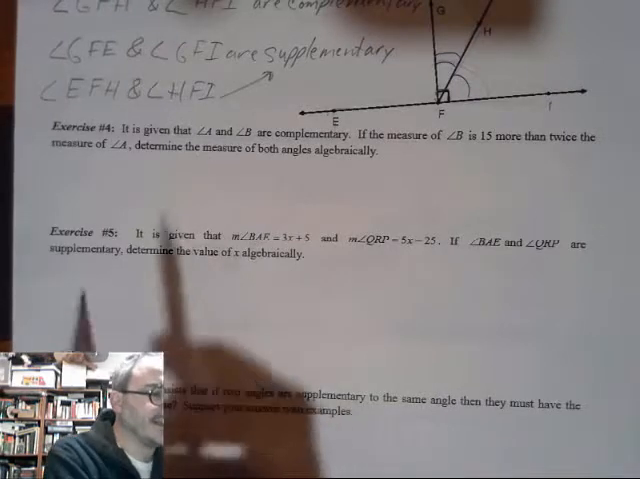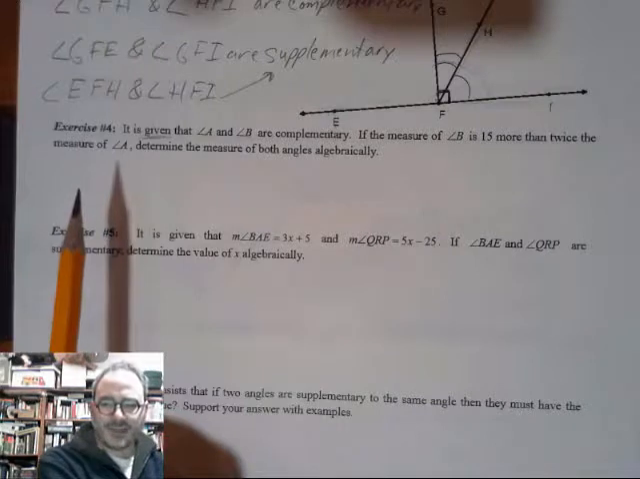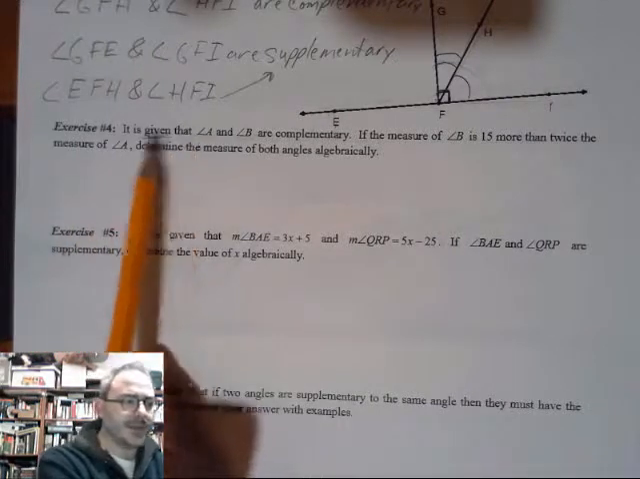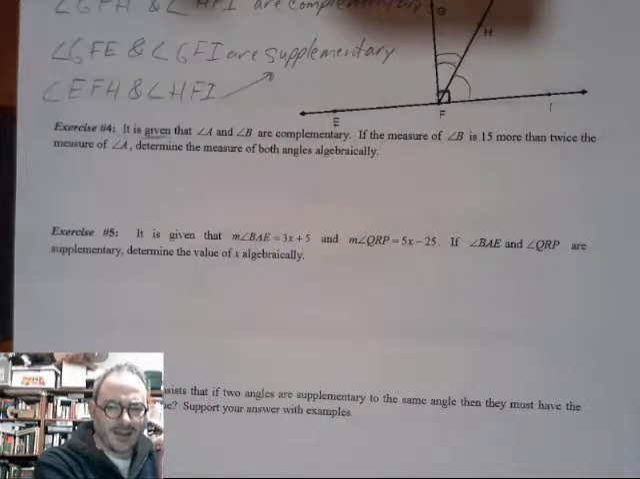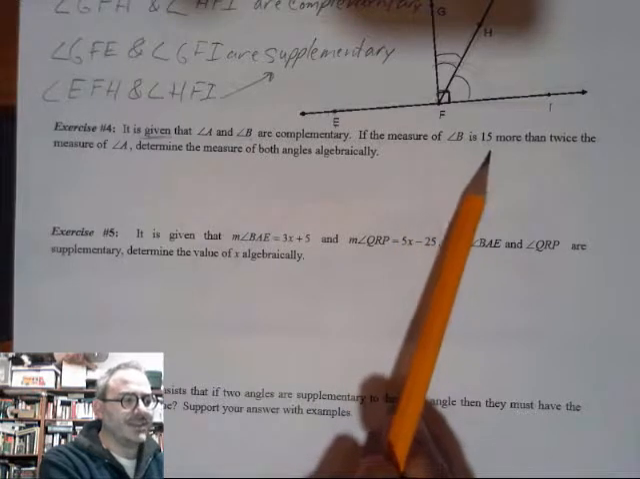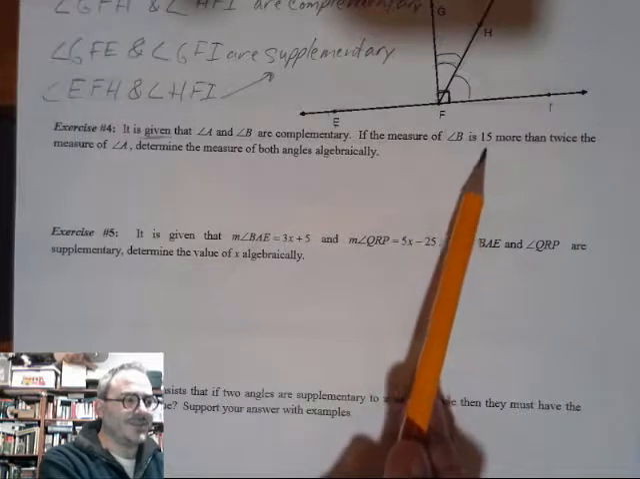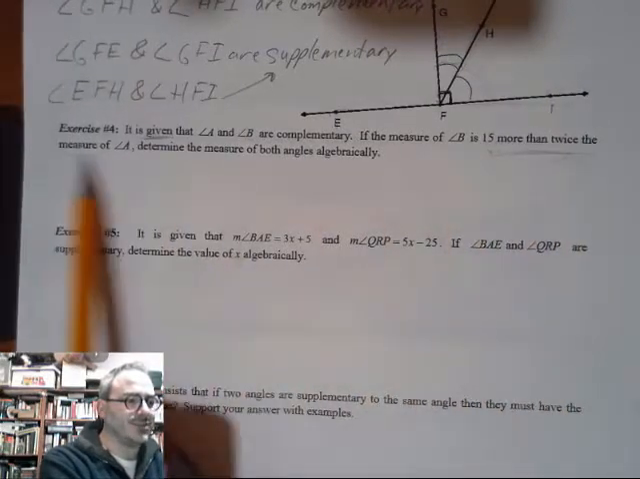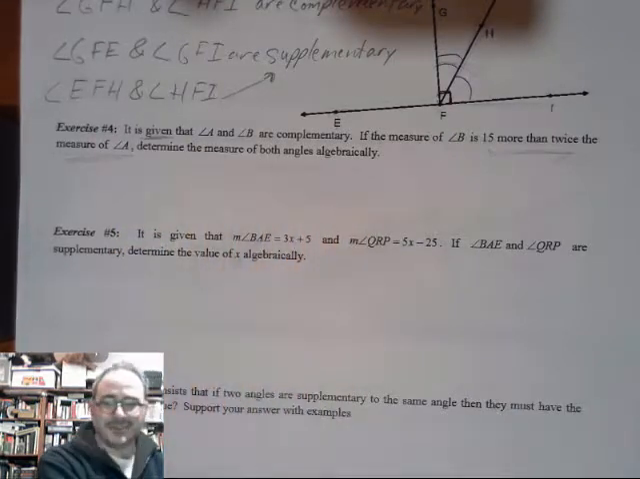I'm moving on. Exercise 4, it is given that. Remember, given means they're giving us information. They want us to assume certain things are true. Angle A and angle B are complementary. So we're going to assume that angle A and angle B are complementary. That means they add up to 90 degrees. If the measure of angle B is 15 more than twice the measure of A, determine the measure of both angles algebraically.